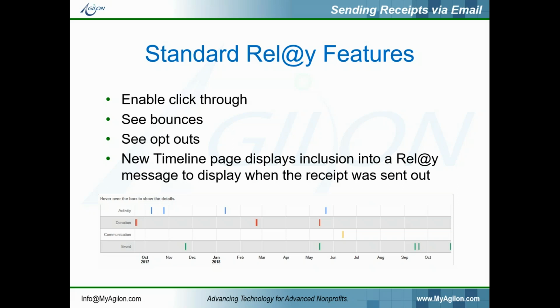You're still going to be able to see your bounces. So which email addresses are getting bounce responses, which ones are getting out of office alerts, so you can start to control some of those email addresses and make sure that you are getting these receipts to people.